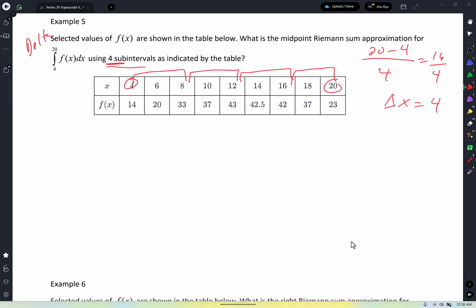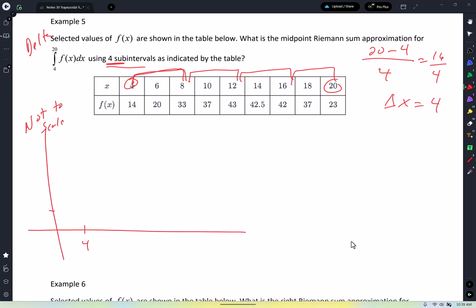Maybe I should have done that first. So 4 plus 4 is 8. So here's my first rectangle. Do you guys want me to plot some points? Okay, let me plot some points. This is not to scale. Okay, look, I'm just going to pretend.